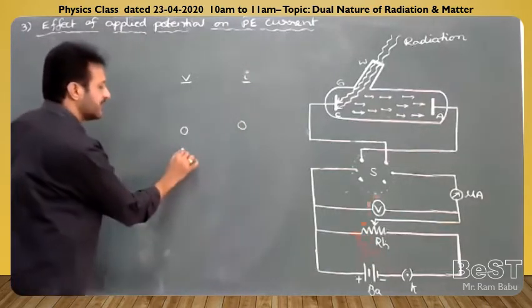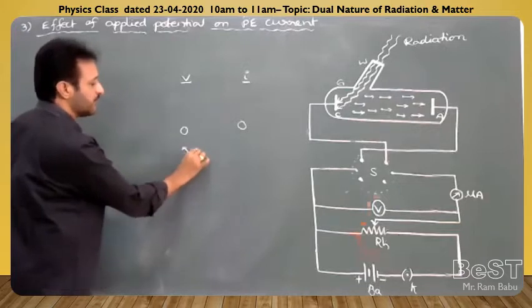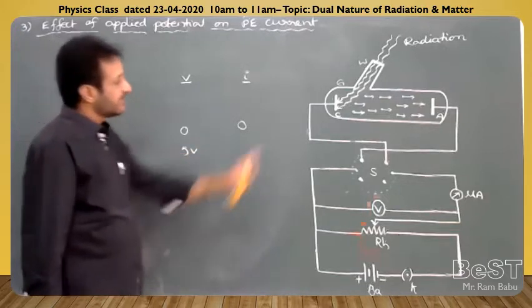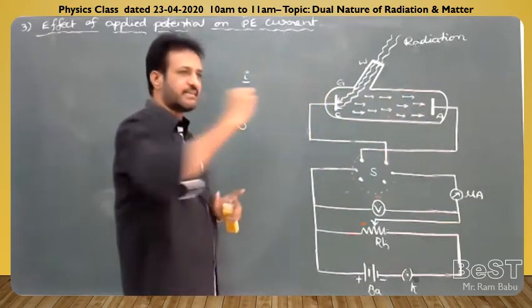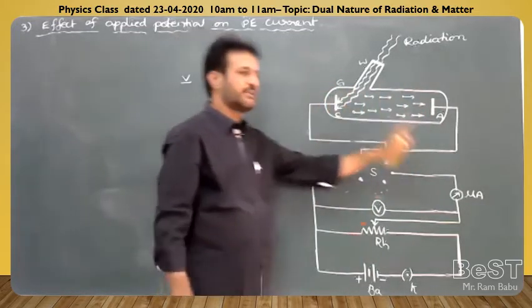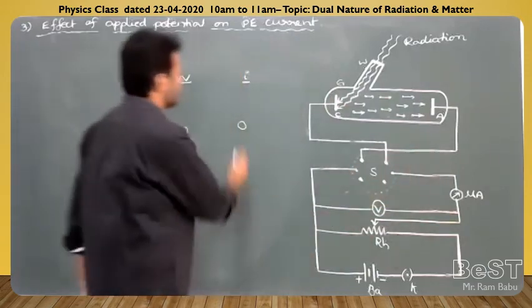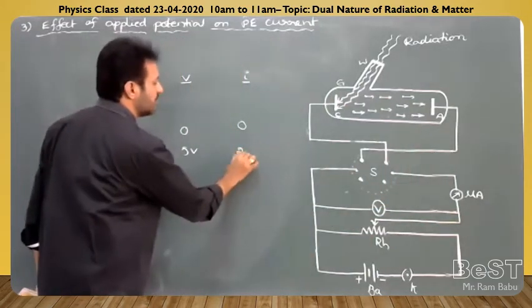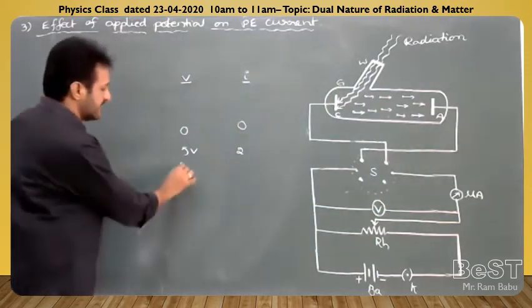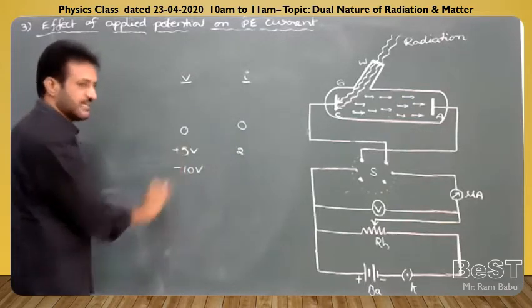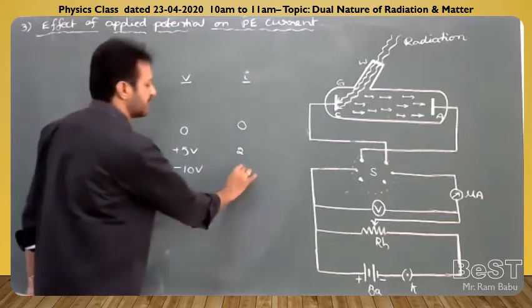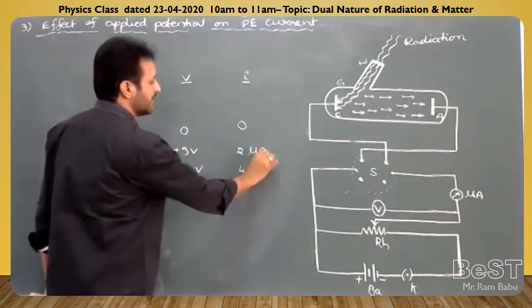Now I am applying a potential difference of 5 volt. Then what will happen? There is a potential difference between the cathode and anode, electrons are attracted by the anode, and there is a flow of current in the circuit. For example, the current flowing in the circuit is equal to 2 microampere. Next, this value increases to 10 volt, plus 5 and plus 10. Here the current also increases to, for example, 4 microamperes.